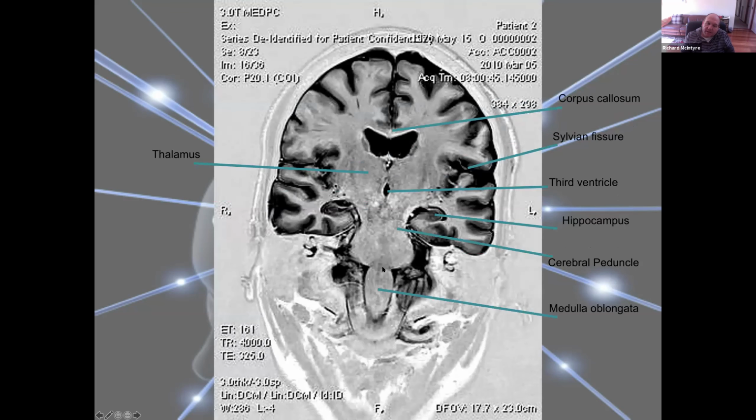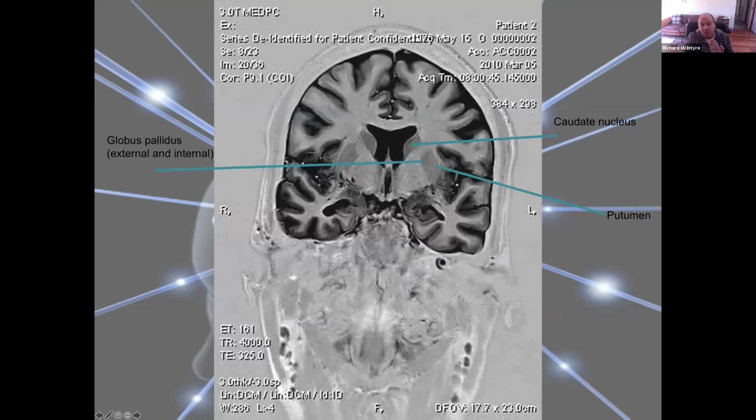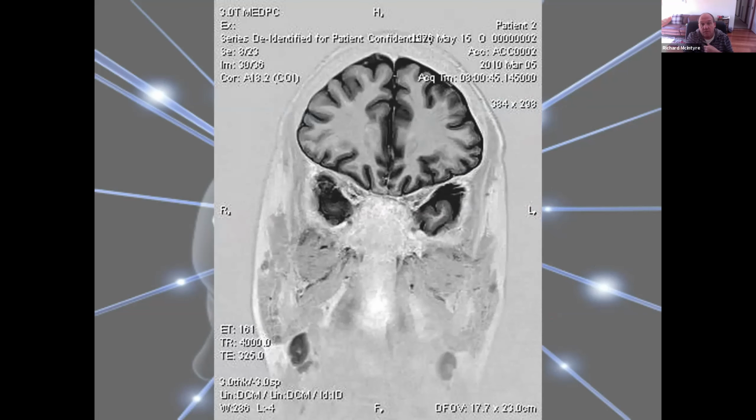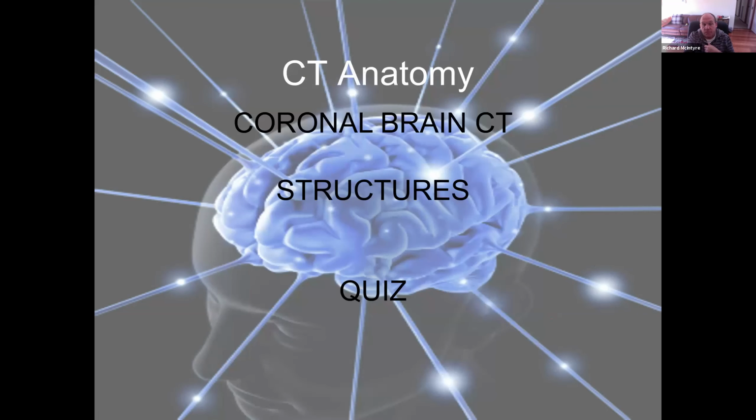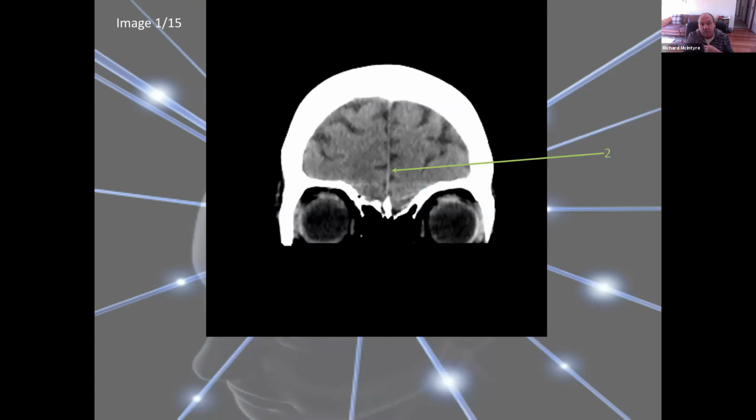Medulla oblongata. Okay, so we have the pons. We can see we've cut through the pons and we've cut through the medulla. And then we're coming forward, forward, out of the brain. We've got a little bit of time for a quiz.